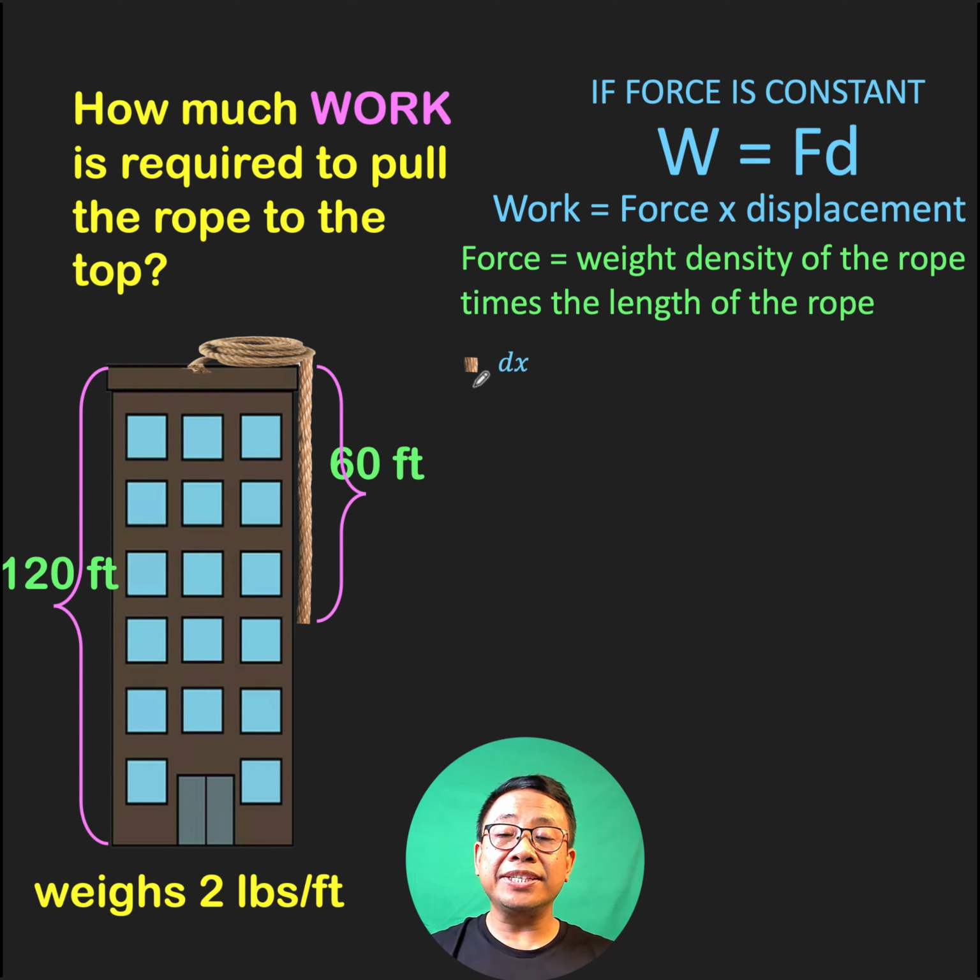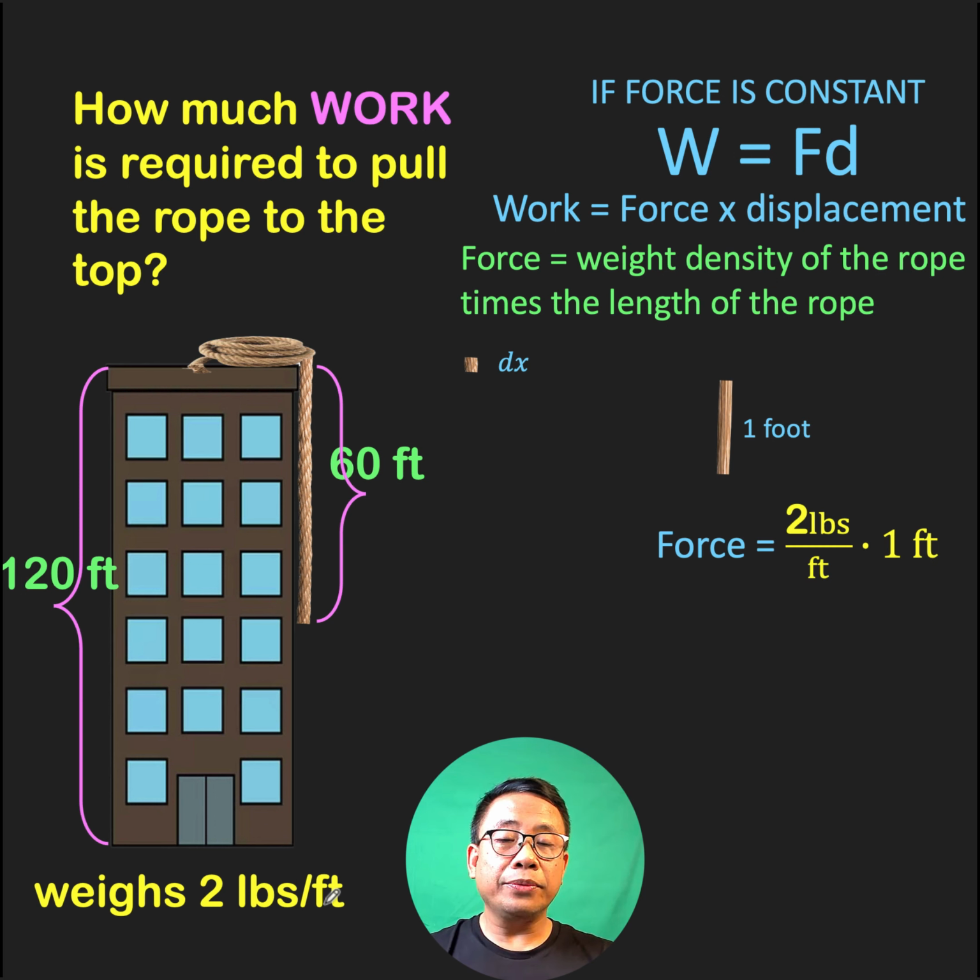We can easily understand it if we look at the work done for a 1 foot rope. Since the weight density of the rope is 2 pounds per foot, we can calculate the force as that weight density times the length of the rope. So in this case, when the length of the rope is 1 foot, the force is 2 times 1. This foot here and this foot here cancel, so the force here would be 2 pounds.